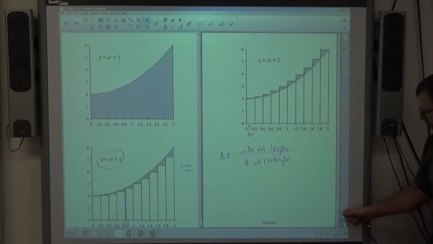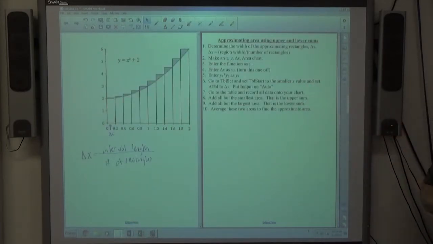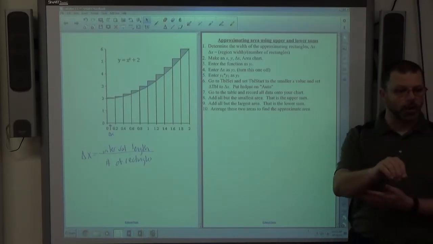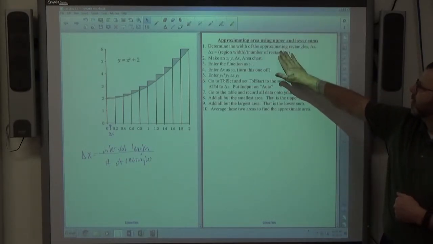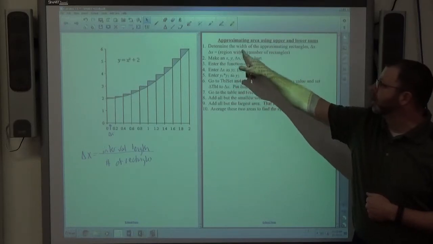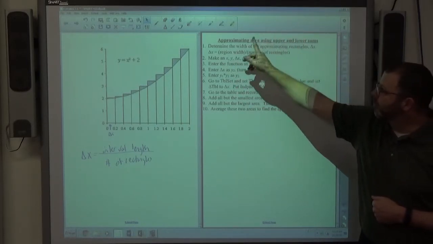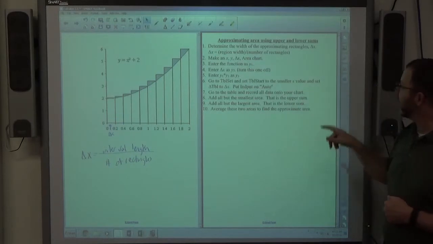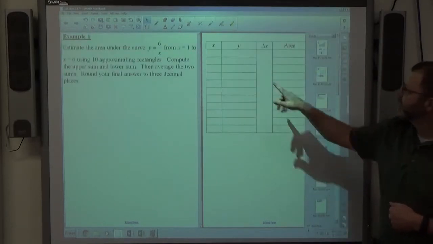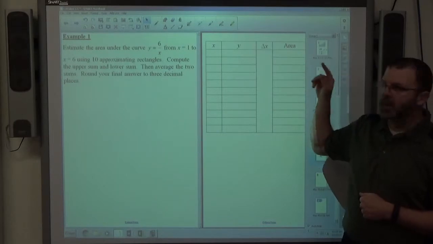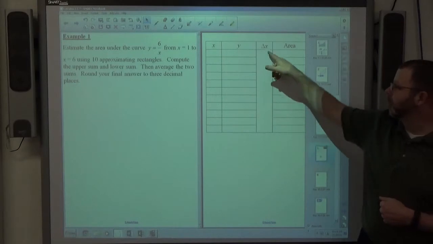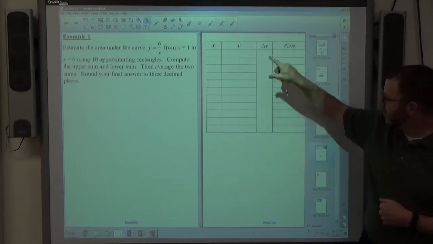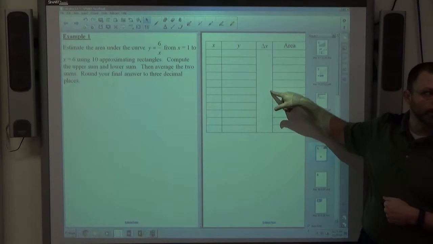And what we're going to use to do this is this technique here, and the calculator is going to be doing a lot of the work for us. It's going to be evaluating things for us. It's going to be our job to record on paper what the calculator tells us. All right? So you determine the width of the approximating rectangles, delta x. Again, it's the interval length divided by how many rectangles. I want you to make an x, y, delta x area chart, and that looks like this. X, y, delta x area. Notice the delta x is just one big row here because it's the same for all of them. You can put 0.2, 0.2, 0.2, 0.2 if you feel like it. Just know that 0.2 is this for every one of them, right?